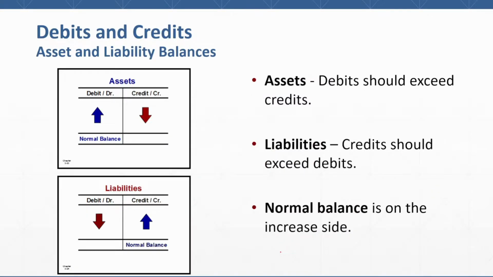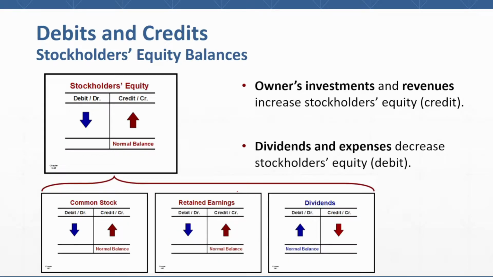So let's briefly review the normal balances of different account groups. Assets have a normal balance of debit. Liabilities, their normal balance is credit. And of course, normal balance is the side that increases the balance. Normal balance is on the increase side. For equities, the normal balance is credit. And again, back to the accounting equation, liabilities plus equities.